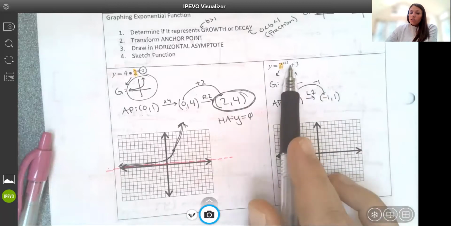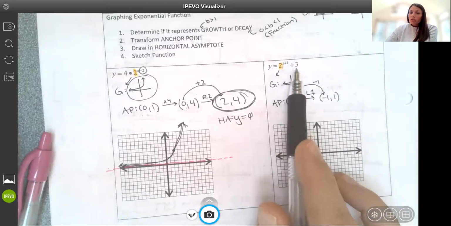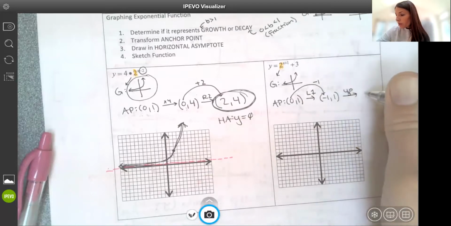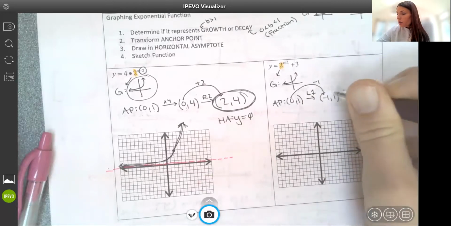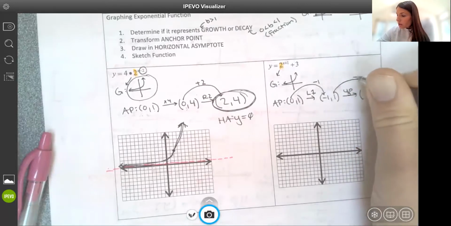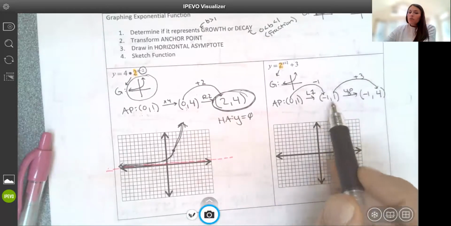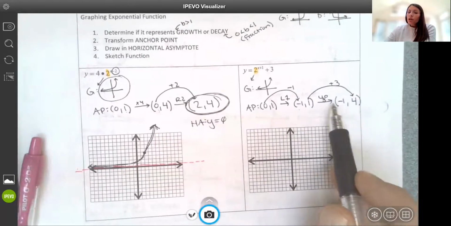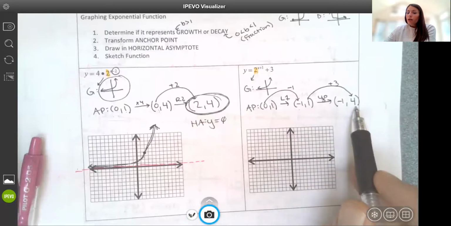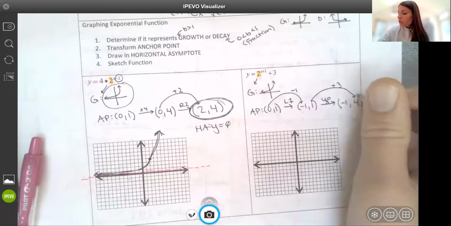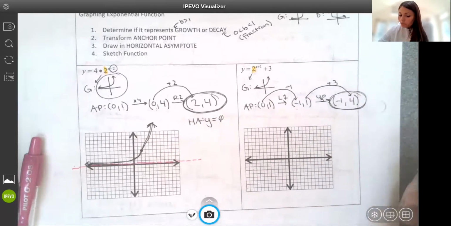The next transformation I see is +3. That's going to go up 3. So my anchor point, what's going to change now is my y value is going to go up 3. So now I'm at -1, 4. The -1 doesn't change for that transformation, only the y value changes. I've gone through my function. Here's my new anchor point.